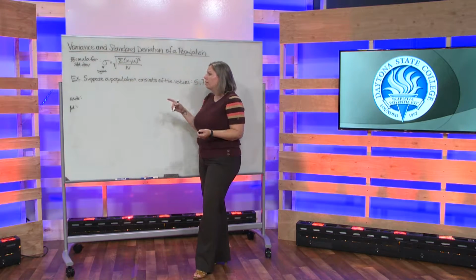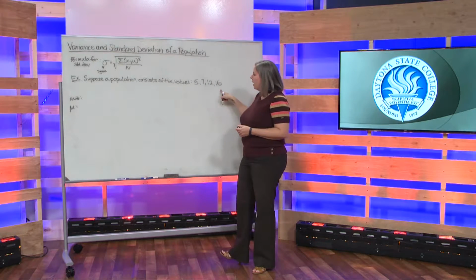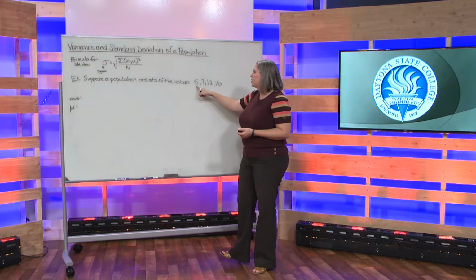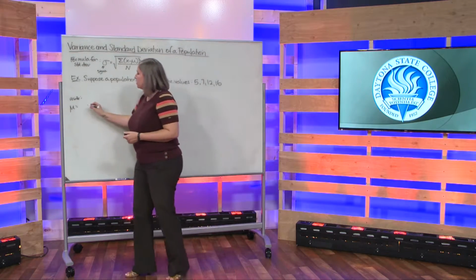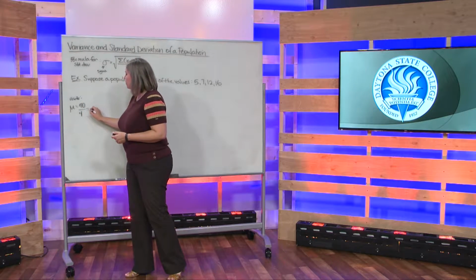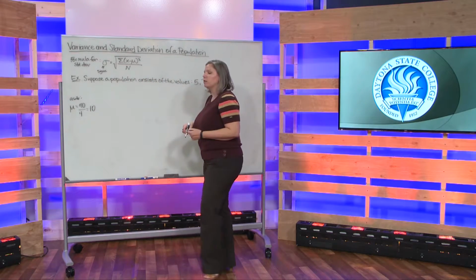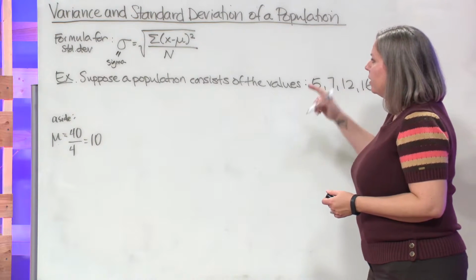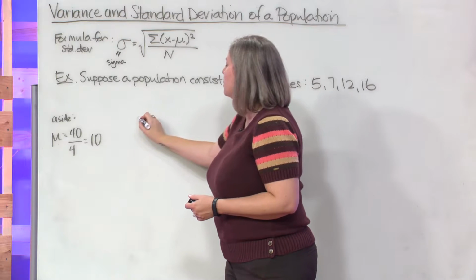We should already know that to find the value of the population mean, we simply add up all the values and divide by the number of values. So 5 plus 7 plus 12 plus 16 turns out to be equal to 40. We have 4 values, and so the value of my mean is actually going to be 10. So here comes my handy little table that I can use that'll walk me through this example.